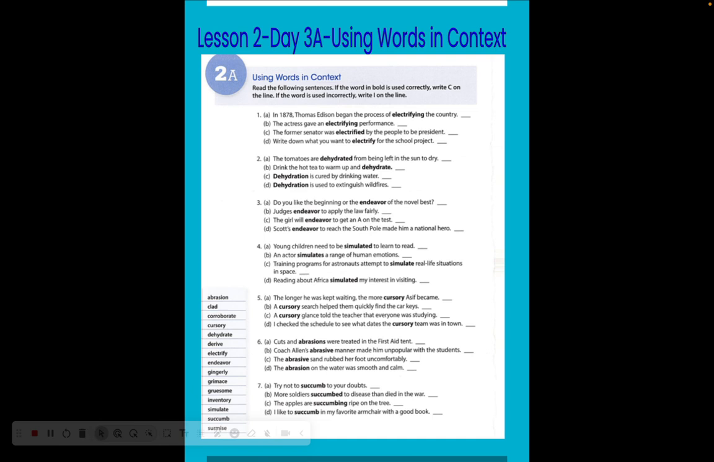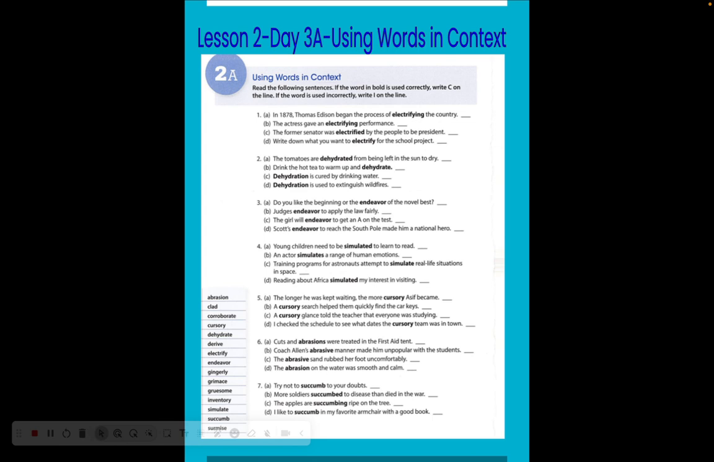Let's look at lesson 3, or part 3. Do you like the beginning or the endeavor of the novel best? Well, that doesn't really make sense because we remember that endeavor is kind of to do our best. So the part of a novel, this doesn't fit. So we're going to put an I.